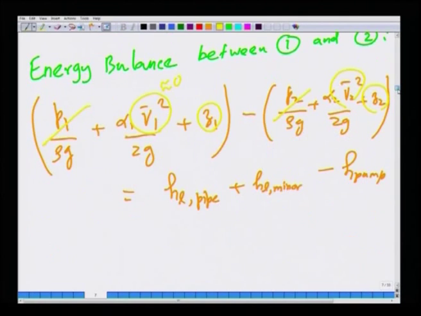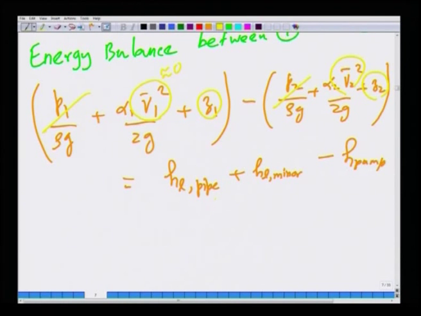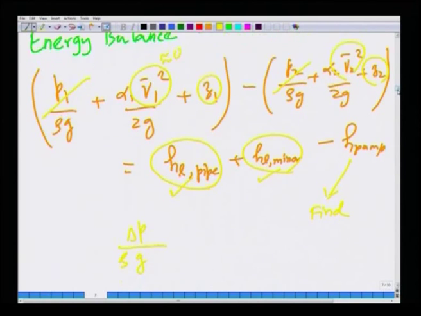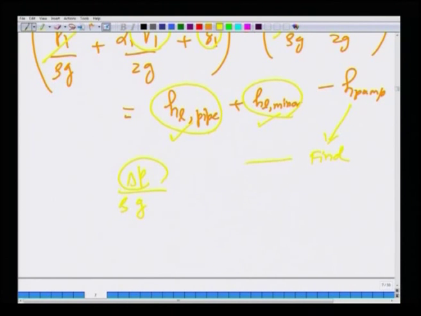We know what the value of V2 is. Okay. Using V2, the velocity in the pipes, we can calculate the major loss as well as the minor loss, from which you can find H pump. H pump is nothing but delta P by rho g. Okay. Now, once you know H pump, you can find delta P.